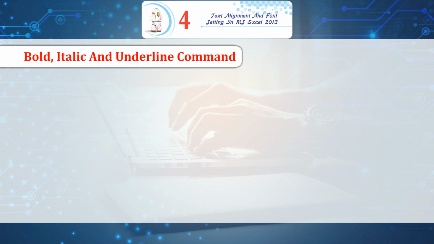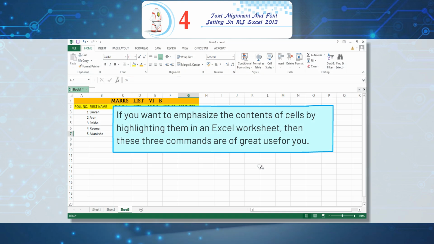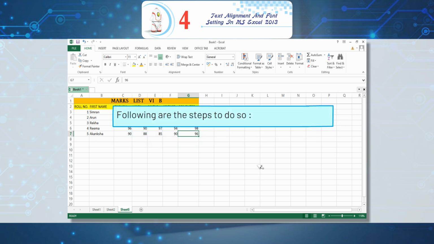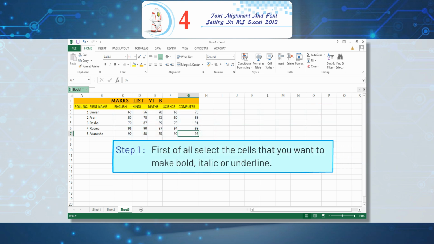Bold, italic and underline command. If you want to emphasize the contents of cells by highlighting them in an Excel worksheet, then these 3 commands are of great use for you. You can use these commands all together also, or if you want to use them separately, you can do that also. Following are the steps to do so.